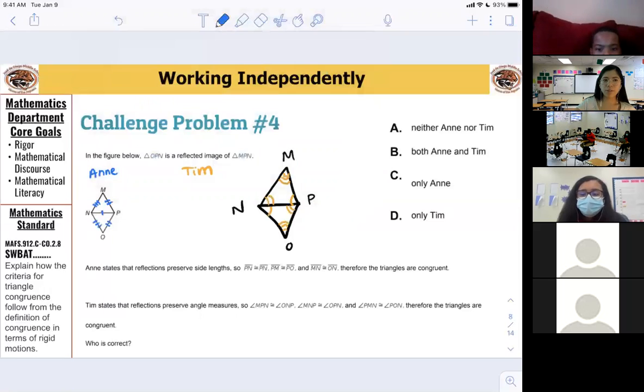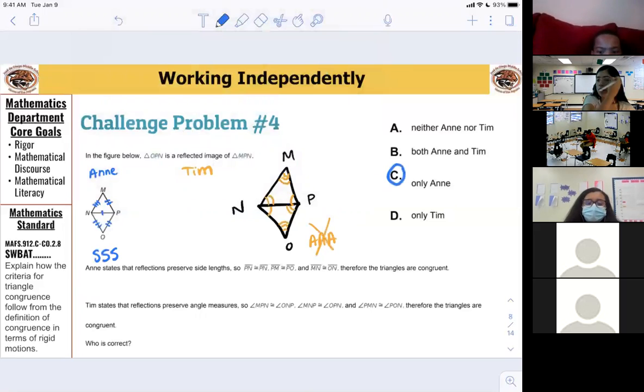Which triangle congruence theorem? Look at the diagram. This is not a tough question. Which congruence theorem? SSS? Okay, this is SSS. What congruence theorem does Tim have? AAA, which doesn't exist. AAA, which does not exist. So it's only Annie. Only Anne is correct because Tim does not have enough information to make a true statement.